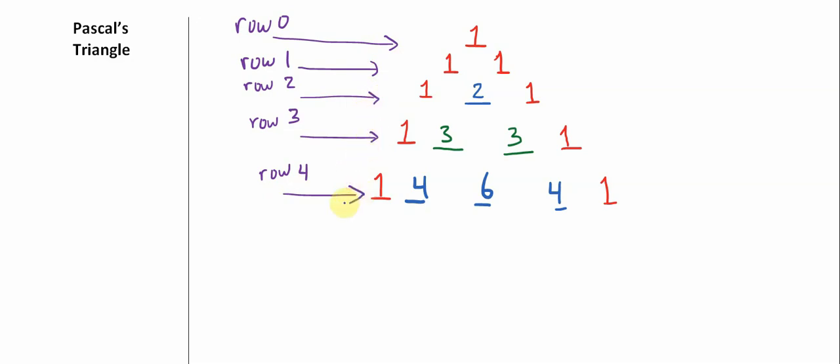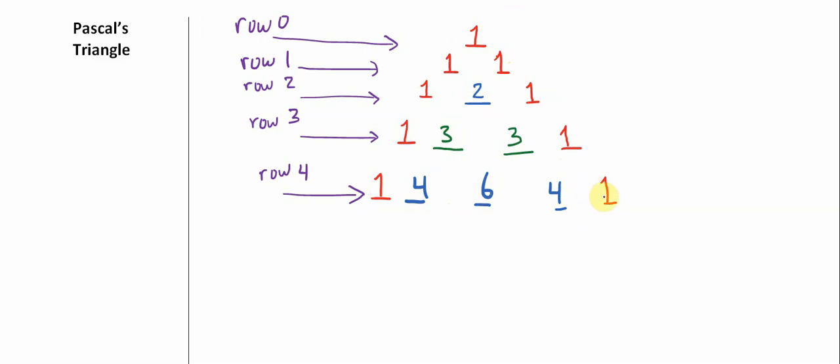And then let's look at each of these columns. For columns, we're also going to start at 0. In the first row, we only have one column, so this is column 0. In the second row, this is column 0, and this is column 1. In the third row, this is column 0, 1, 2. Row 3, we have 0, 1, 2, 3. And row 4, we have another column: 0, 1, 2, 3, 4.